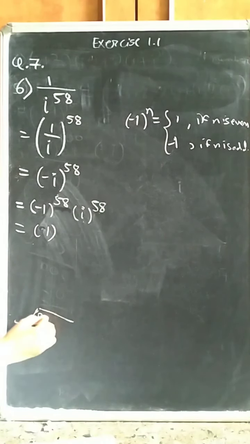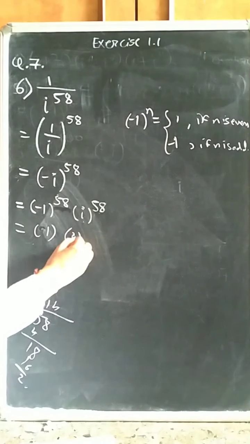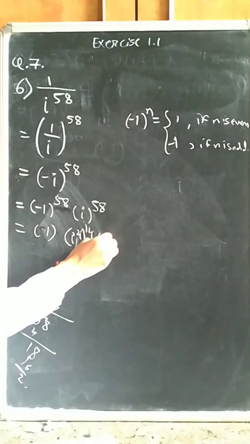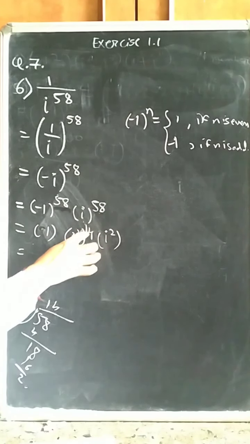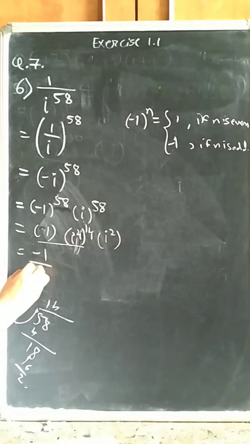Now divide 58 by 4. 4 ones are 4, 18. 4 fours are 16. And 2 is the remainder. So we can write it as i raised to 4 raised to 14 into i square, which is equal to 1. i raised to 4 is also 1, so 1 into 1 is 1. i square is minus 1. This is the answer. Is it okay?